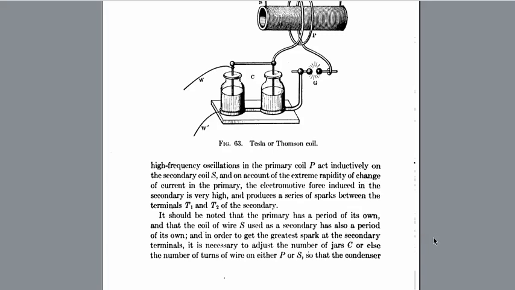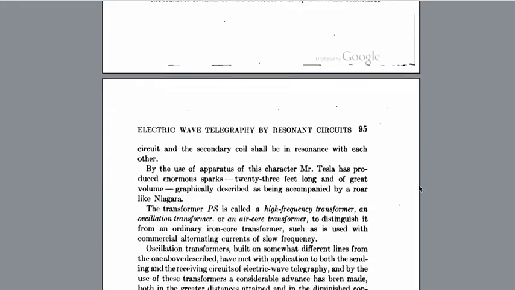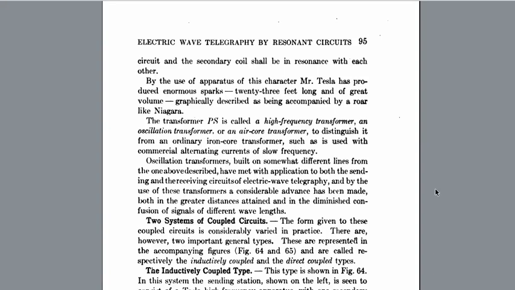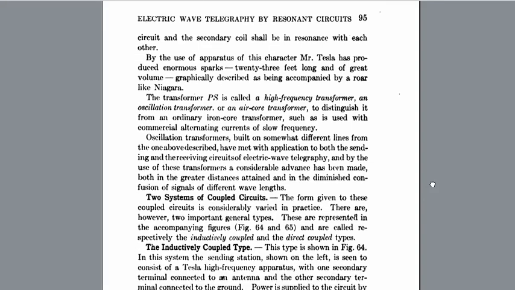By the use of apparatus of this character, Mr. E. Tesla has produced enormous sparks, 23 feet long and of great volume, graphically described as being accompanied by a roar like Niagara. The transformer PS is called a high-frequency transformer, an oscillation transformer, or an air core transformer, to distinguish it from an ordinary iron core transformer, such as is used with commercial alternating currents of slow frequency.